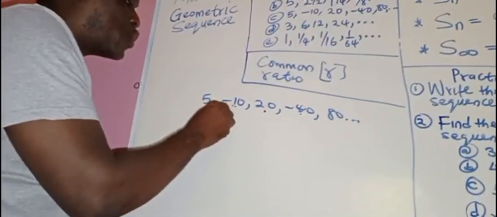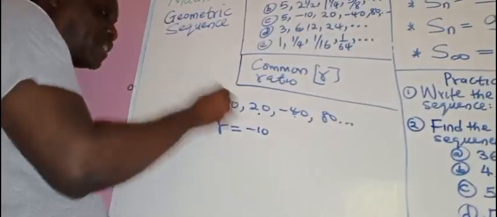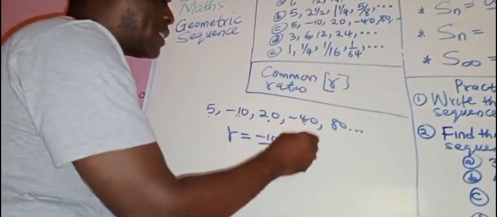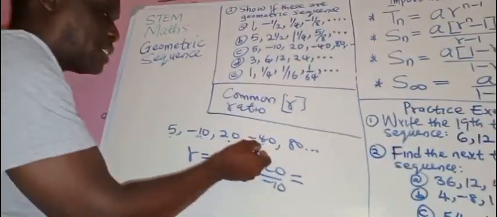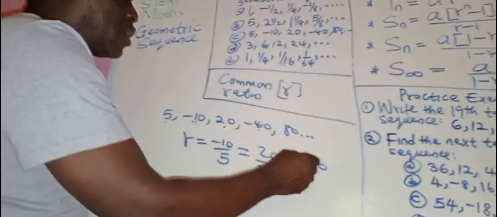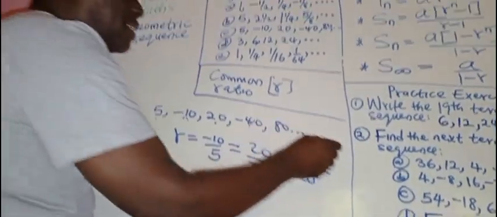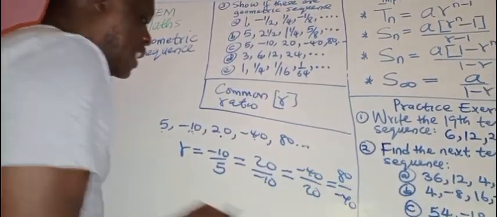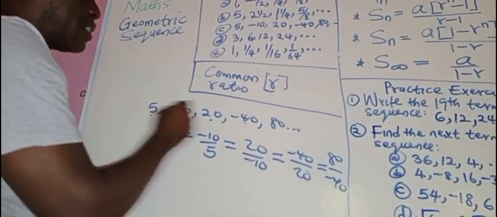So to find a common ratio, you pick the successive one, minus 10, over the preceding one, 5. Let's go, that equals this one, 20, over the preceding one, minus 10. Let's go, that equals, pick minus 40, over the preceding one, 20. Then lastly, this 80 over the preceding one, minus 40. If you get the same result, it means this is a geometric sequence.